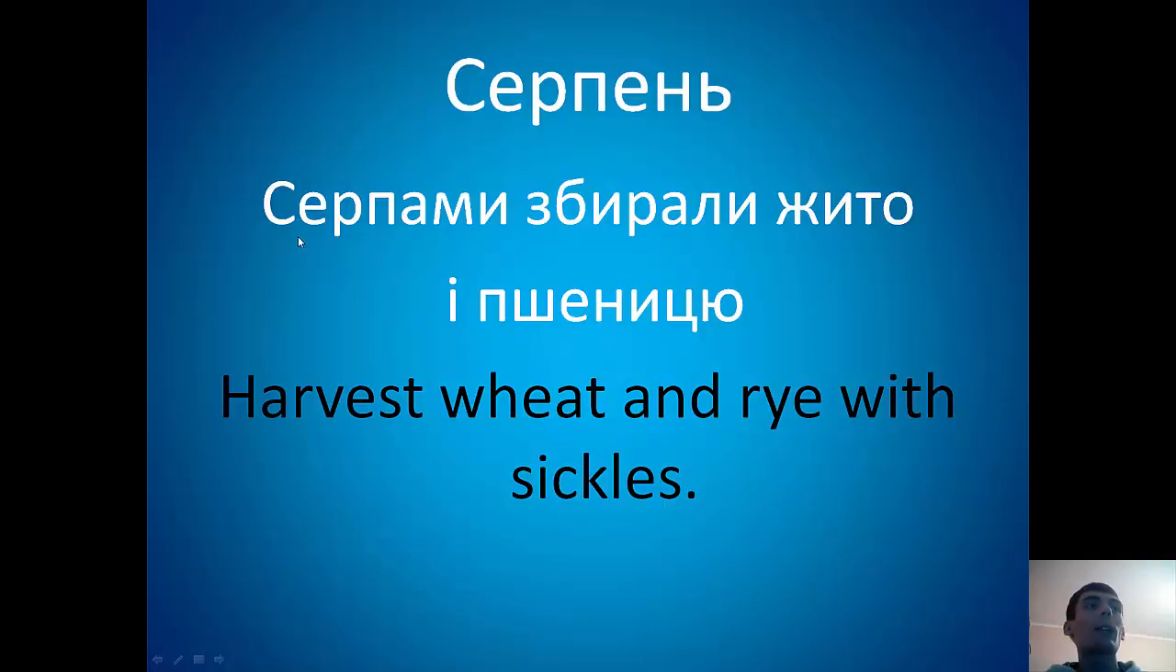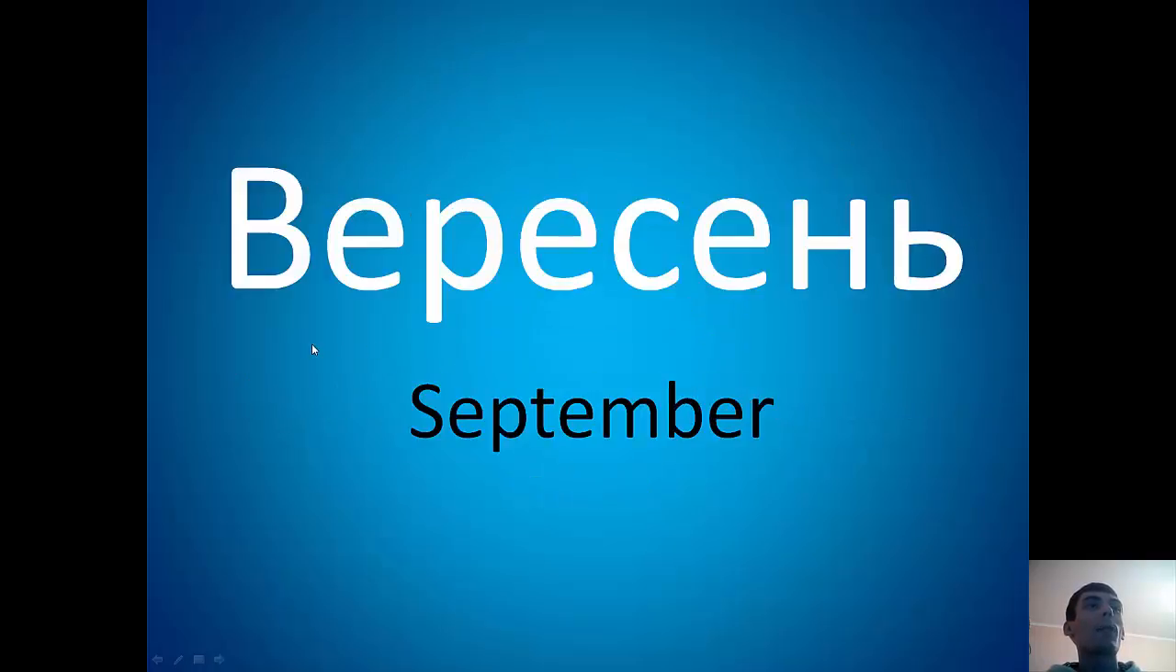And you see, серпами, Серпень, is very, very similar. So it means that in this month, people were harvesting wheat and rye with sickles. That's why серпами, that's why Серпень. Very similar. So, Серпень. Let's move on. Вересень.